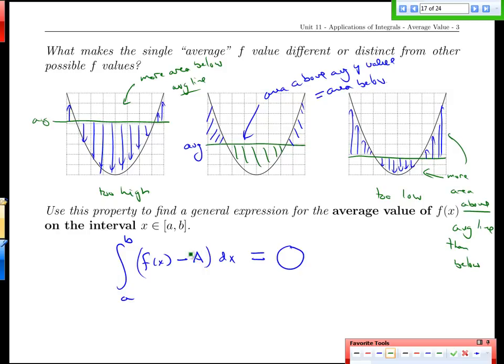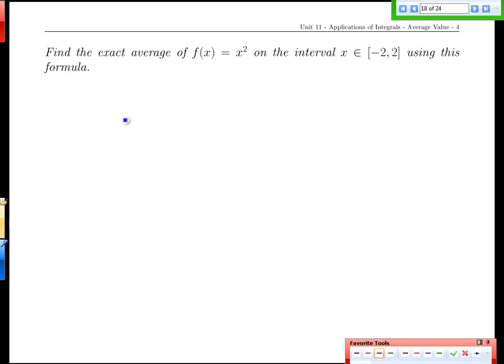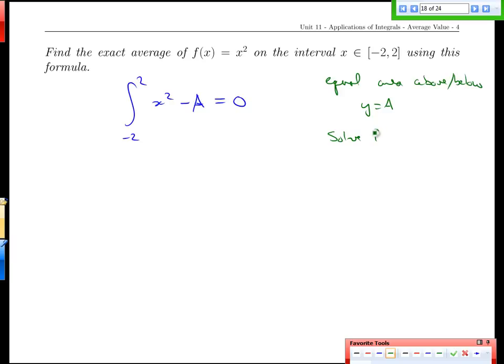Let's see how that plays out with our x squared example. So if we are looking at the interval from -2 to 2 of x squared minus a, and we want that to be 0, so this is our equal area condition. Equal area above and below y equals a. Then we're going to solve for a. What is that average value that's magical? Let's go hunting for it.